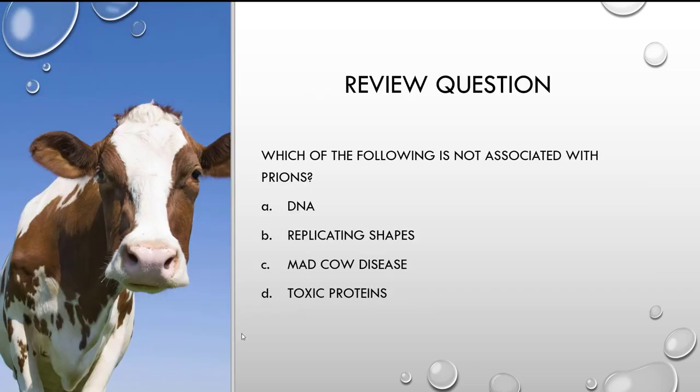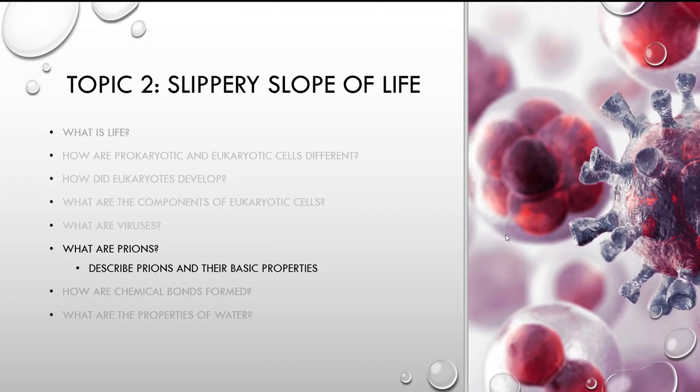And that's it. Okay, so which of the following is not associated with prions? Is it A, DNA, B, replicating shapes, C, mad cow disease, or D, toxic proteins? If you said A, I would agree with you. Remember, there's no nucleic acids involved. It's basically just replicating its shape. Mad cow disease is an example of a disease caused by a prion, and it's just a toxic protein. That's it. All done. It's a pretty quick unit.